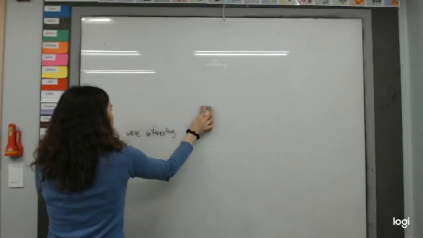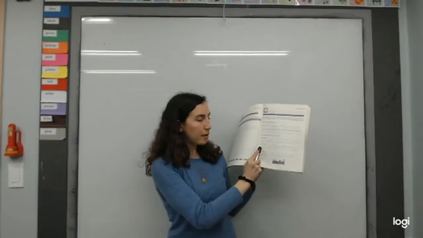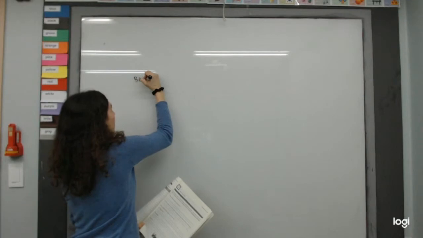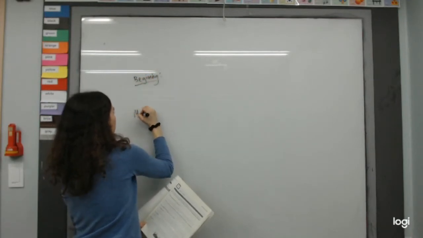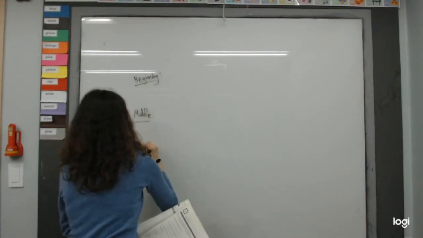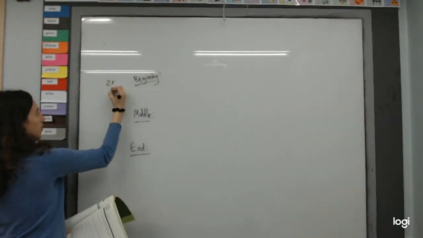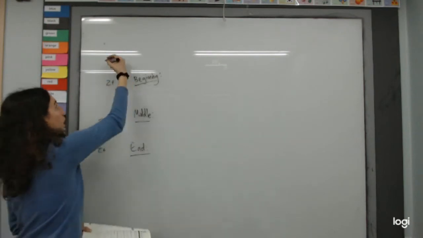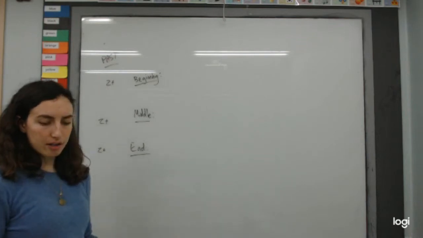Okay, so this part, beginning, middle, end, I want you to write for yourself. Make sure we have beginning, middle, and end. Make sure to write 2 or more sentences, all past tense for each part.